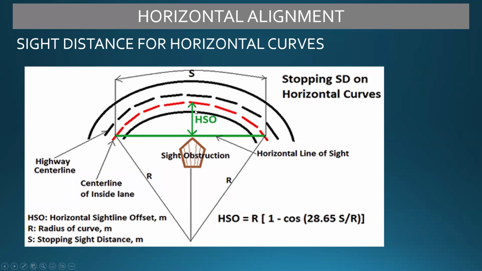So how do we solve for this horizontal sight line offset? So the formula is equal to R times 1 minus cosine 28.65 S over R. So it looks familiar, right? So actually that comes from the formula of our middle ordinate. If you remember, the formula for our middle ordinate is M equal to R times 1 minus cosine I over 2.